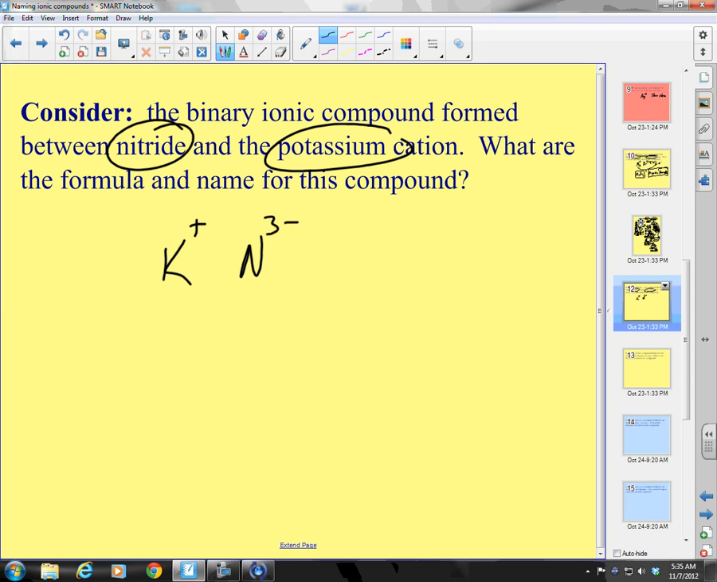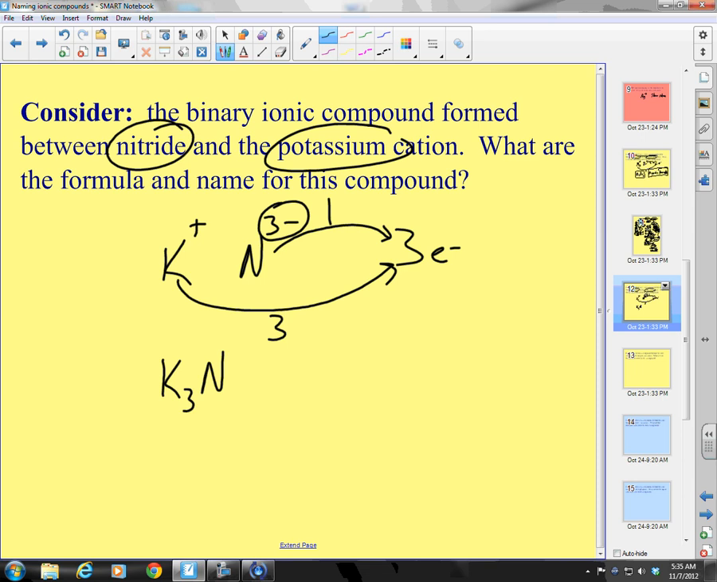What's my least common multiple? 1 and 3. My least common multiple is 3. How many potassiums does it take to get to 3? 3. So I need 3 potassiums to give up 1 electron each so that I get 3 electrons. How many nitrogens does it take to consume 3 electrons? 1, right? Good. So I have K3N. Excellent. Now, how do I name this? Potassium nitride. There we go.